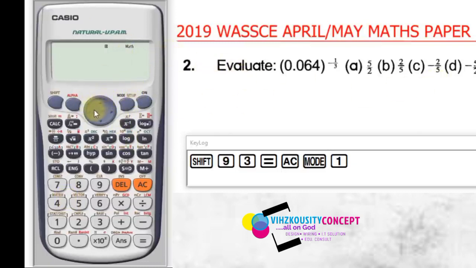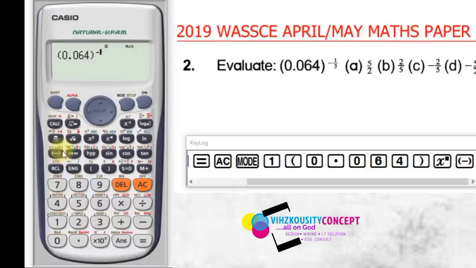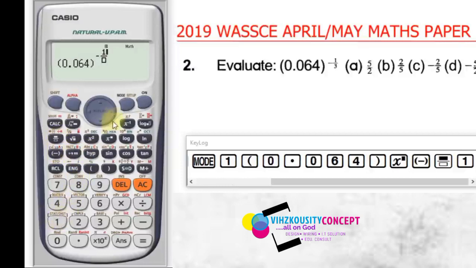So what you have is 0.064 raised to the power minus 1 over 3. I'll try to put it exactly as it is expressed in the question. So I open my brackets, then 0.064, I close the bracket, raised to the power minus 1 over 3. I will use the x raised to power button. I want to put a fraction, so I say minus, then the fraction button, minus 1, then I go to the denominator, 3. I need to confirm that I'm getting the question exactly as it was given into the calculator. Yes, all I need to do now is press the equal to sign.